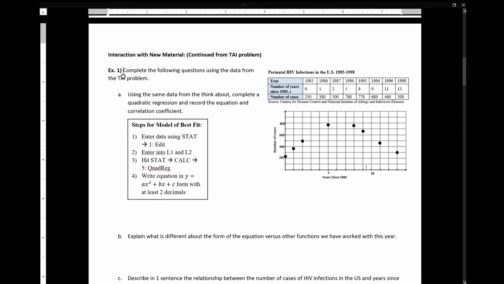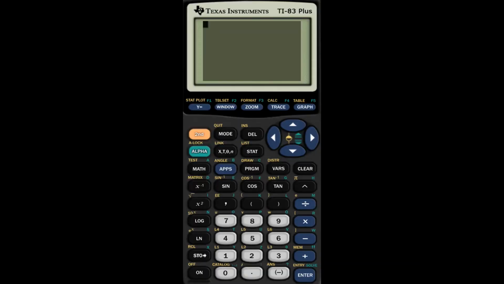Example 1 says, complete the following questions using the data from the Think About It problem. Part A says, using the same data from the Think About It, complete a quadratic regression and record the equation and correlation coefficient. Need to enter our data. So I'm going to hit stat and edit, and I can see that I've inserted all of the data from our table. So now I can go to calc and hit 5, which will give me my quadratic regression. When I type that into my calculator, I get all the information that I need in order to write my equation.